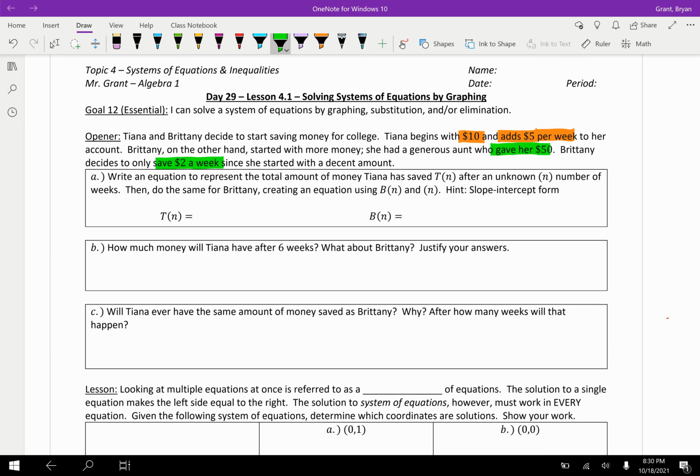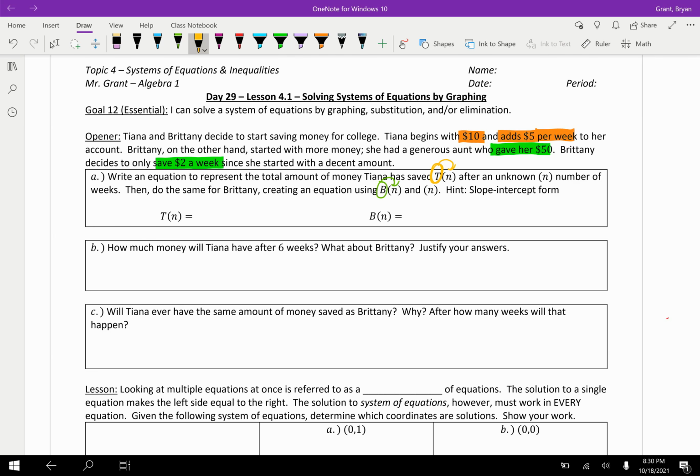Write an equation to represent the total amount of money Tiana has saved, T of n, after an unknown number of weeks, n. Then do the same for Brittany, creating an equation using B of n and n. And there's a hint: slope-intercept form. So notice we're using that function notation that we covered the last couple classes, and we called T of n Tiana's money after n weeks, and we're using B of n for Brittany's money after n weeks.